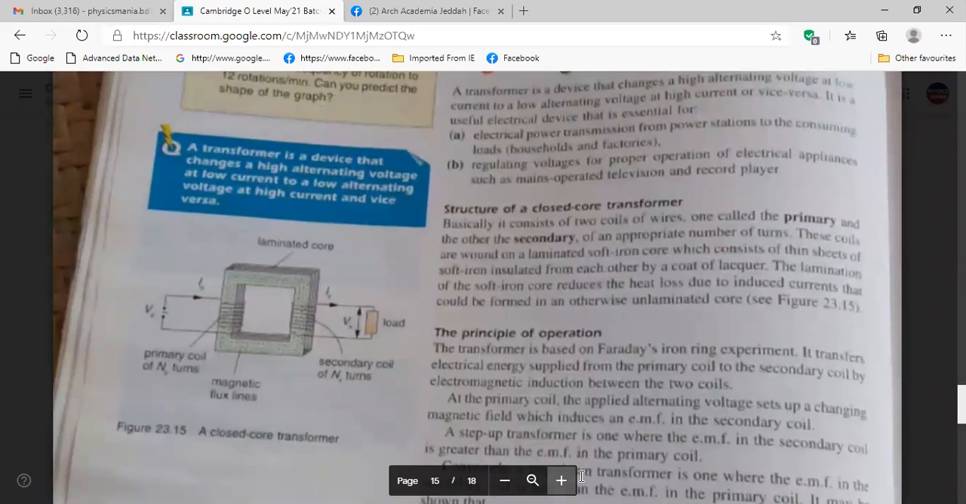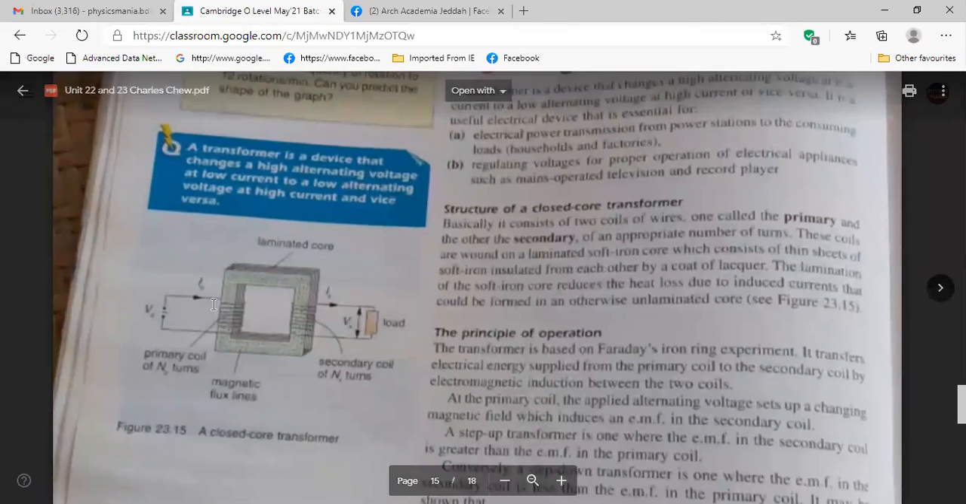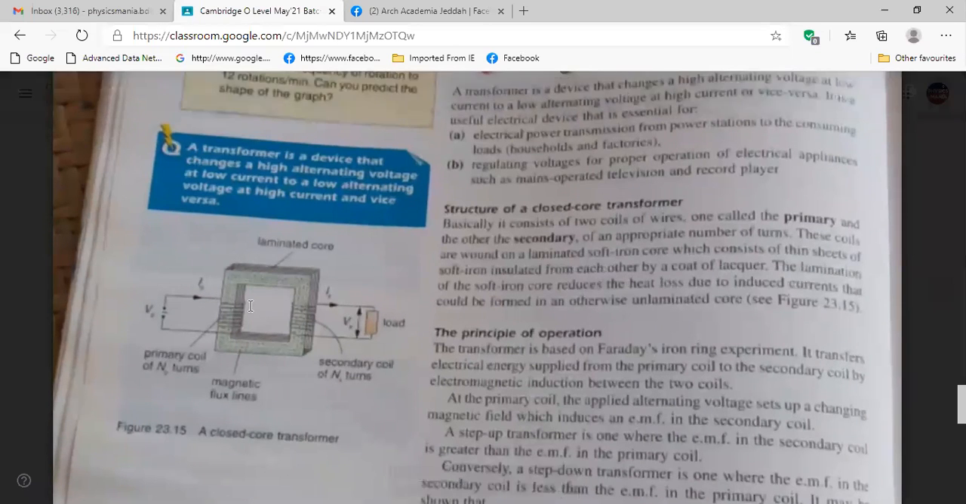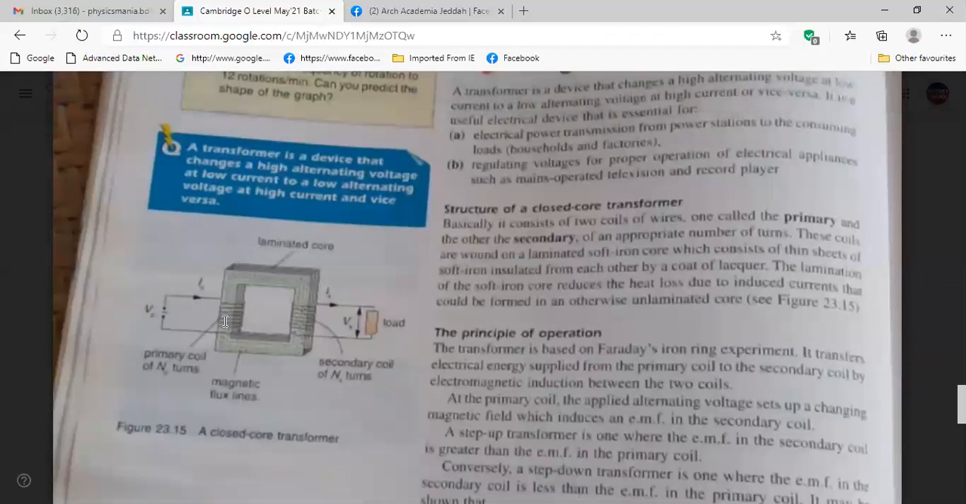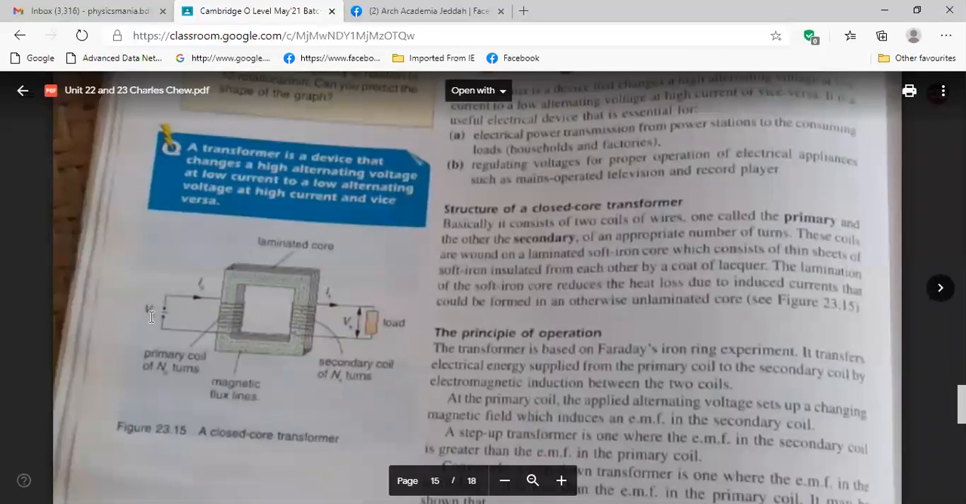It transforms the source voltage. You see we have VP and VS here. VP means the voltage in the primary. Primary means primary coil. And this primary voltage is AC voltage.